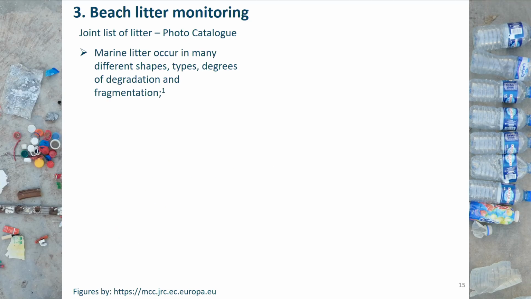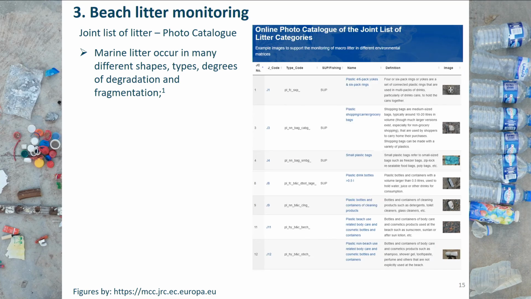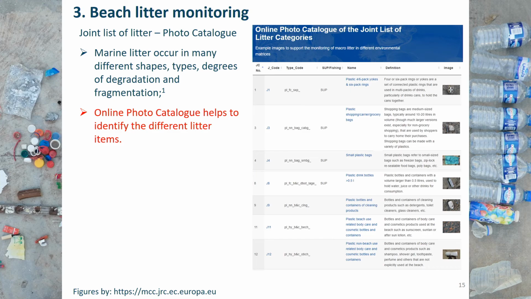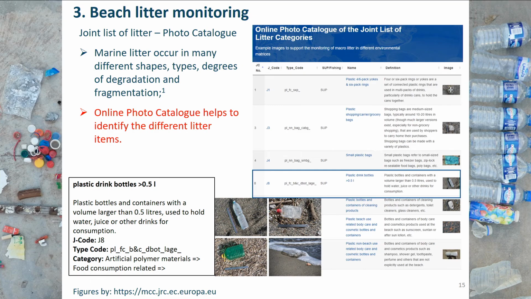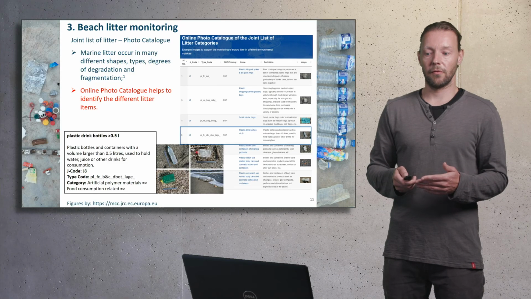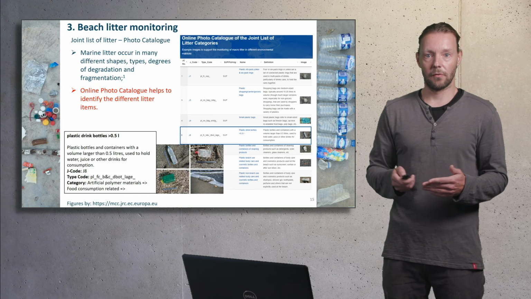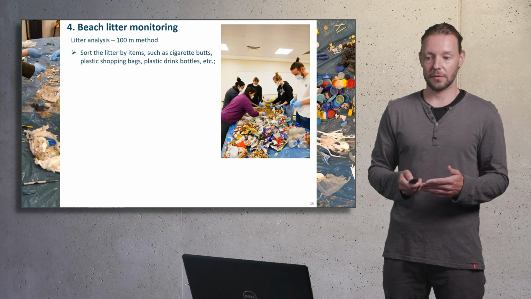This list of litter comes with the photo catalog, because the pieces of litter you might find on the beach show up in different types, colors and forms of degradation. So you have this photo guide, and you can use it, for example, to see how plastic bottles might look like on the beach. You have different pictures of all the litter items and a text explaining what kind of litter it is. This whole list is around 250 litter items and is very helpful for the identification of the litter items.